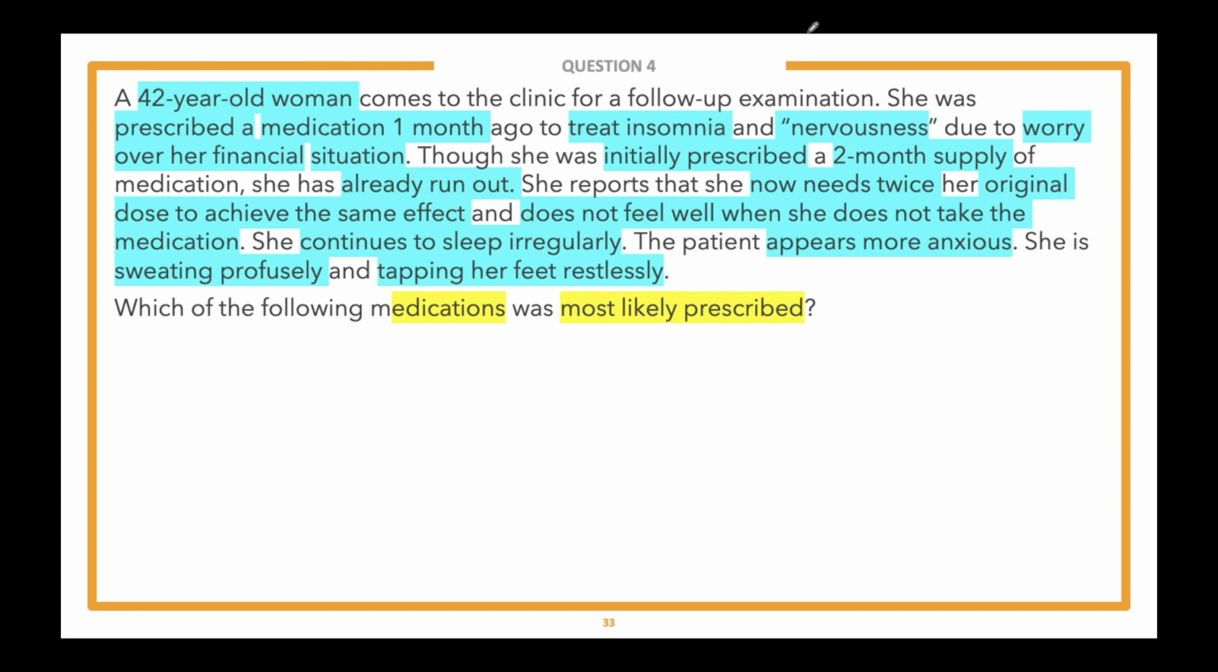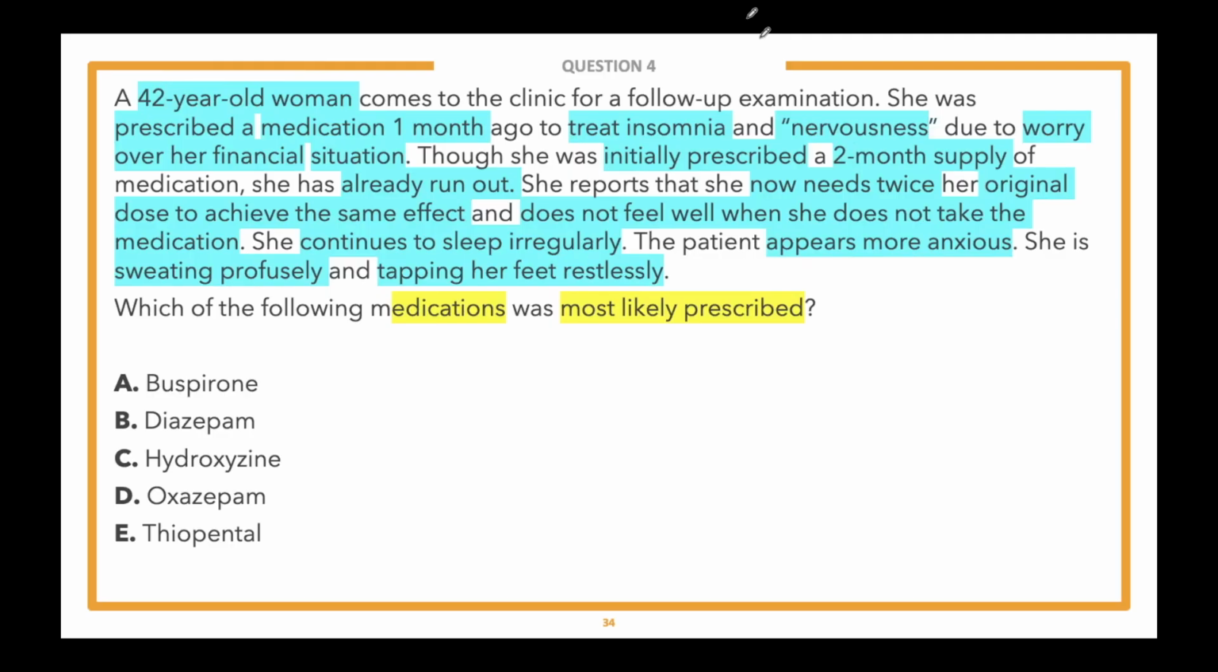So now let's take a look at that lead-in. They're asking us the medication most likely prescribed. Well, how many steps is this question? I think maybe a 2-step question. I think 1, we need to figure out what's going on with her, and then 2, what medication or medications could maybe cause that. So let's take a look at those answer choices and see what we're working with. And once again, we have 5 answer choices.